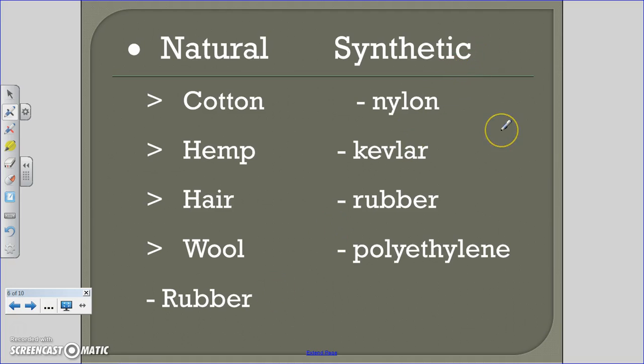And we have on the right side our synthetics, so our man-made, again, nylon, Kevlar, this is in bulletproof vests, rubber can also be made synthetically, like rubber tires, and polyethylene, which is, again, fancy word for plastic, the scientific word for plastic, because it's made of many ethylenes.